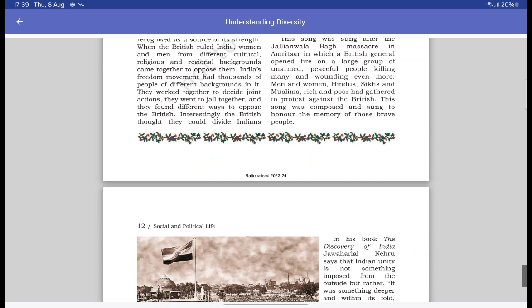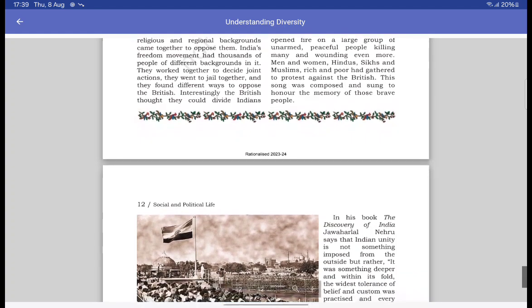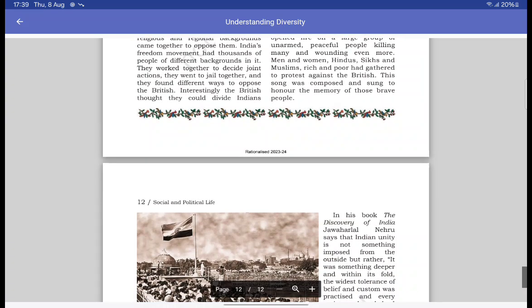So men and women, I repeat again, people who really should pride themselves in calling themselves men, and females who should really pride themselves in calling themselves women, who are real men and women. And then Hindus, Sikhs, and Muslims.